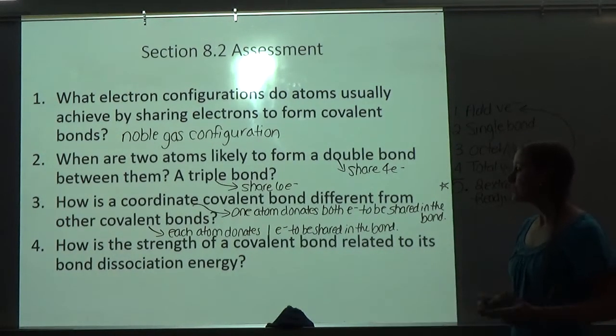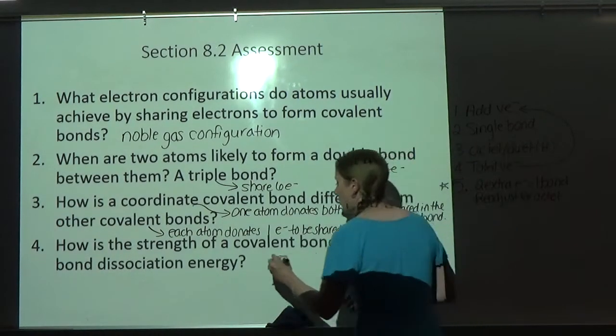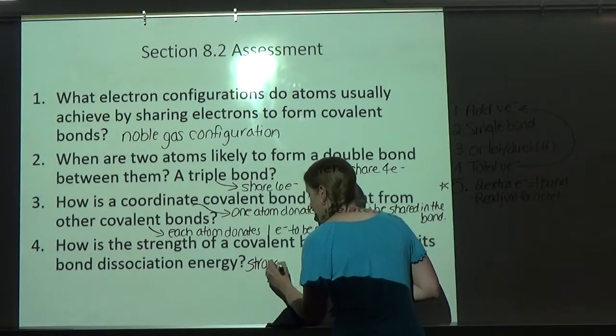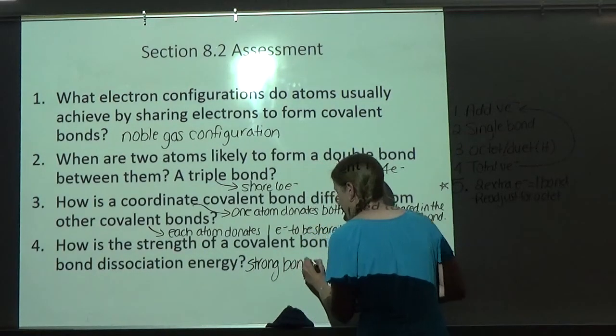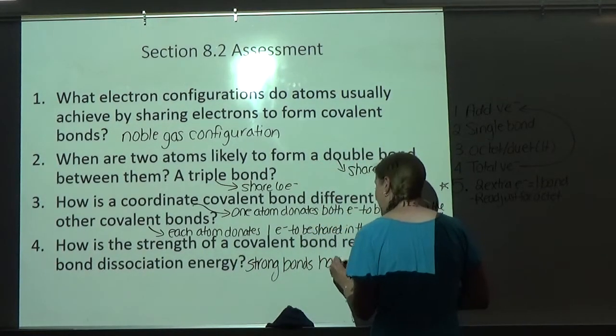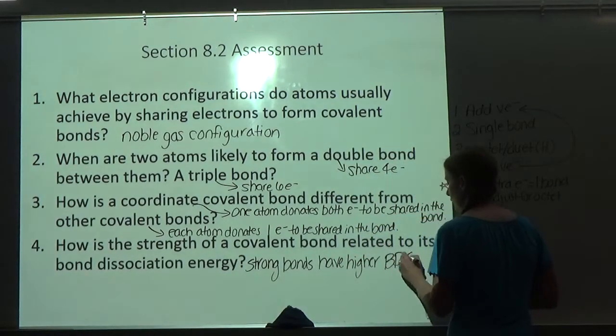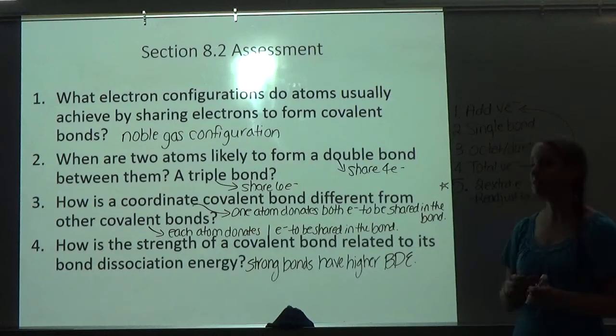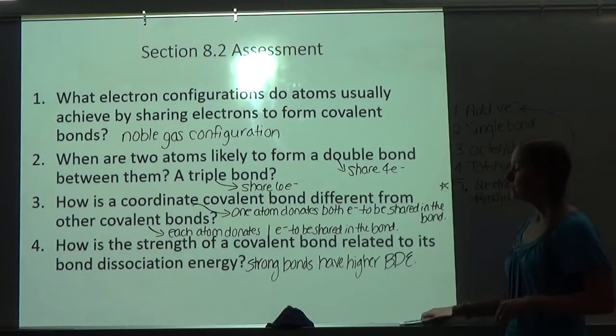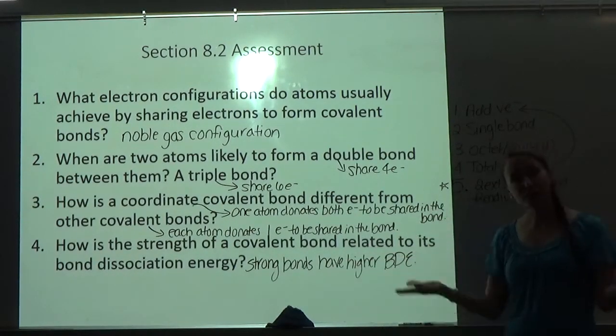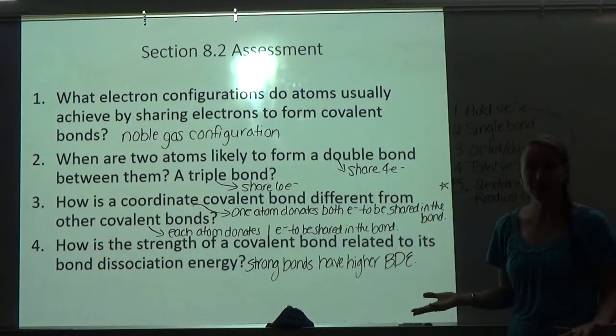So number 4, how is the strength of a covalent bond related to its bond dissociation energy? The stronger the bond, so stronger bonds have higher bond dissociation energy. Okay, BDE is just bond dissociation energy. So the stronger the bond, the more energy it takes to break it, which makes complete sense.